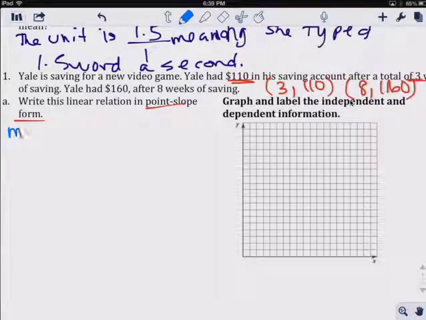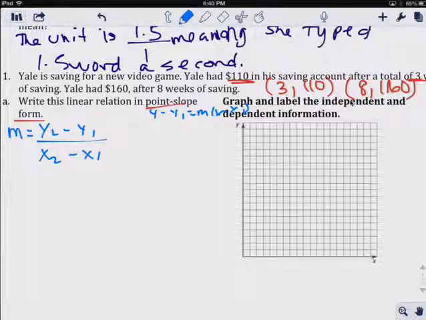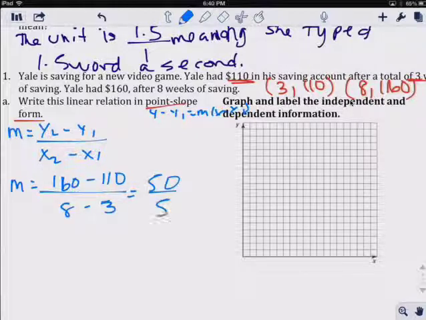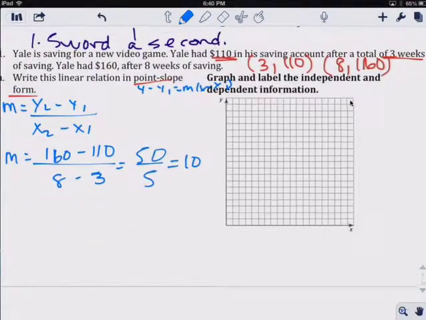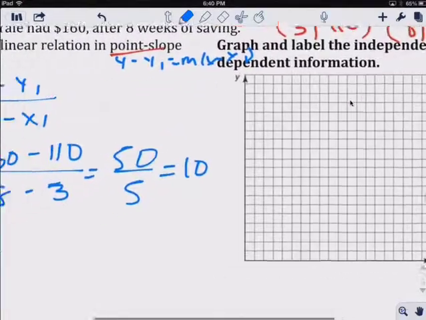First find slope. M equals y2 minus y1 over x2 minus x1. So we got m equals 160 minus 110 over 8 minus 3. That's 50 over 5. M is 10. Okay? So let's use the equation.